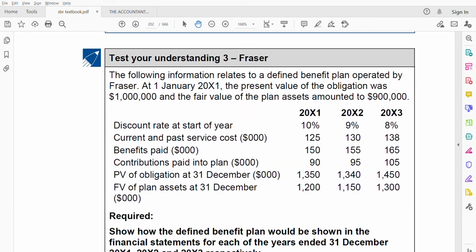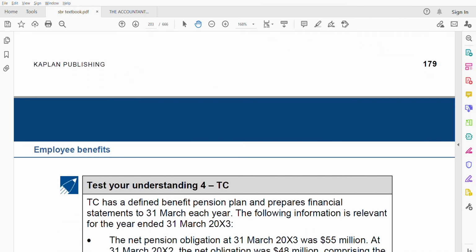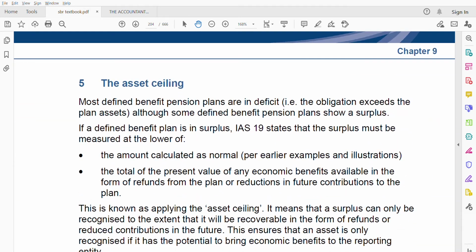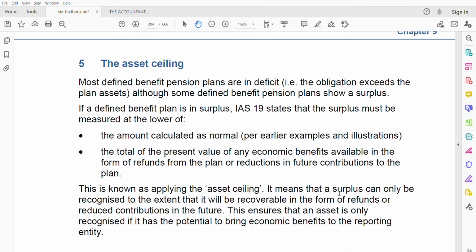Test understanding 3 I'll be doing later. Then we have 4, then we have 5. Now let us go to the asset ceiling. What is asset ceiling? We are still in the defined benefit only. Defined contribution, only a small part is explained in the beginning, but the rest is all on defined benefit pension plans.